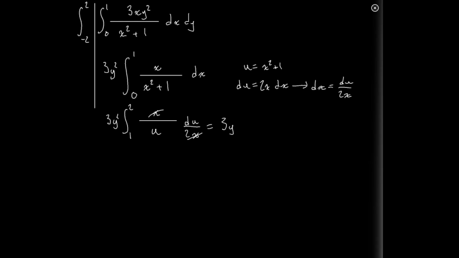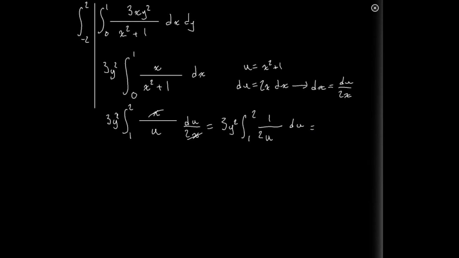3y squared, and on the inside we have 1 over 2u, actually, du. Okay, now I'm pretty sure we know how to integrate this. This is just 1 over u times 1/2. And 1 over u integrates to the natural log of u.